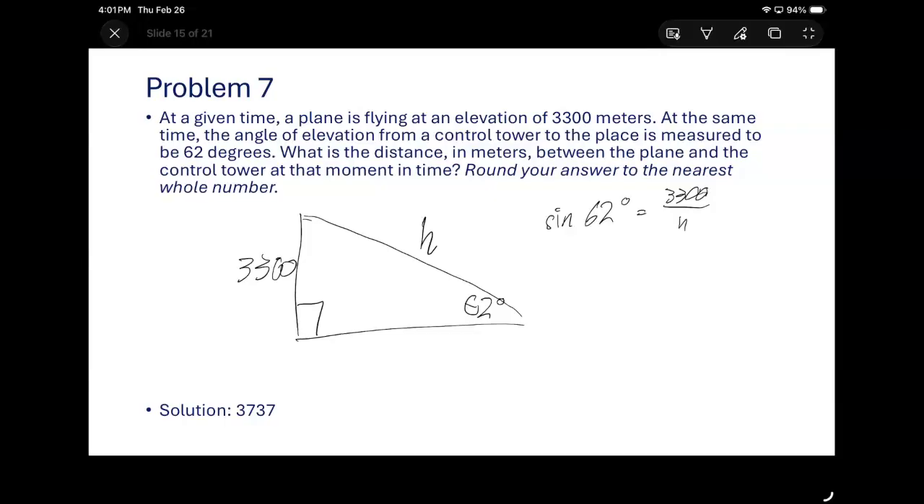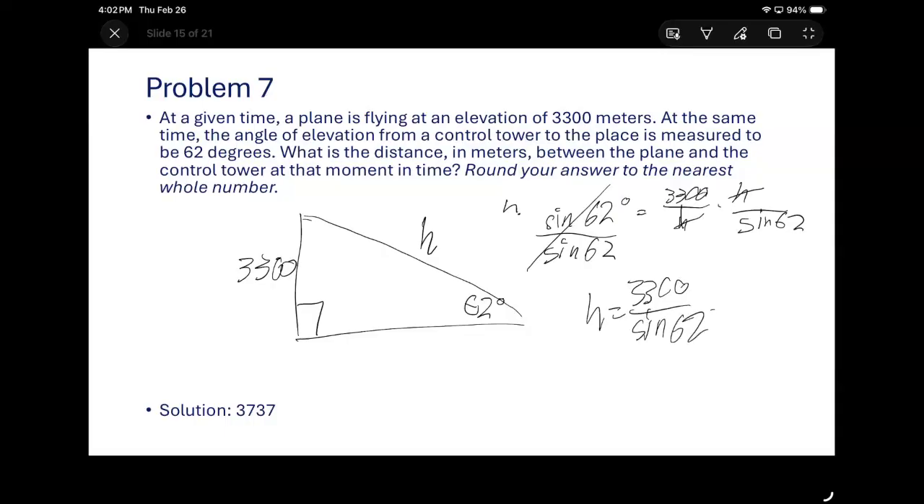But we want to solve for the hypotenuse, so I'm going to multiply by h on both sides. I'm going to divide by sine of 62 on both sides. So that both of the h's on the right-hand side cancel, and the sine on the left-hand side cancel out. So we have h equals 3,300 over sine of 62 degrees.